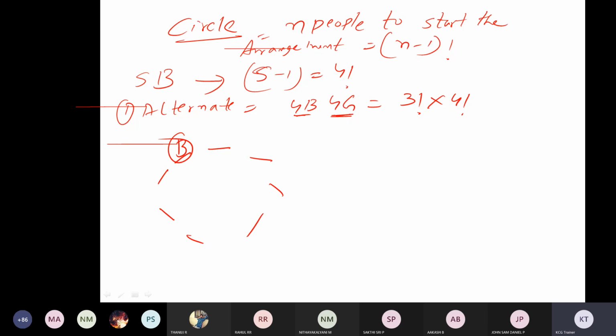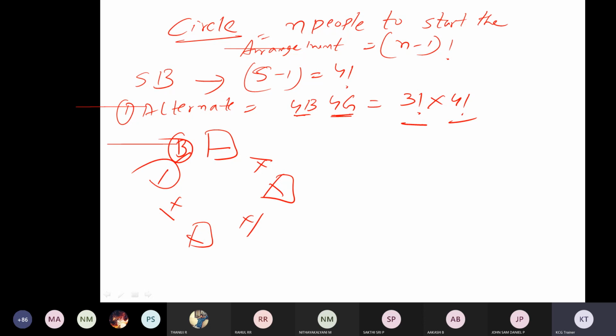Now where the next boy should come, as the condition is alternate, the next boy should come here. After that the next boy should come here. The next boy should come here. Because there are 3 more boys. For these 3 boys, what is the answer? 3 factorial. Now how many portions left? 1, 2, 3, 4. For that 4 boys, 4 girls, 4 portions, 4 factorial directly.